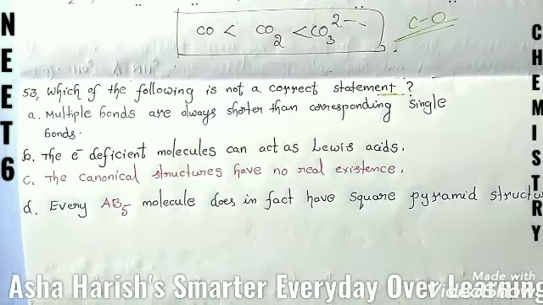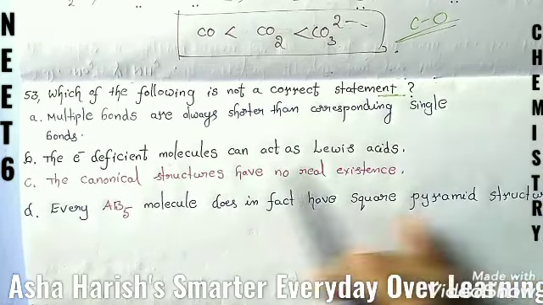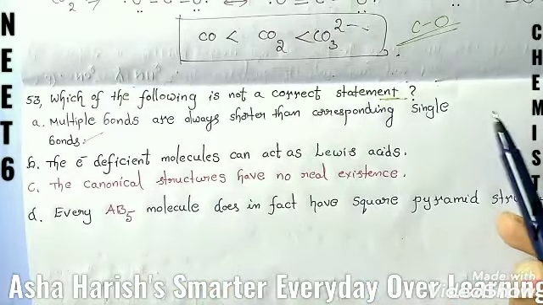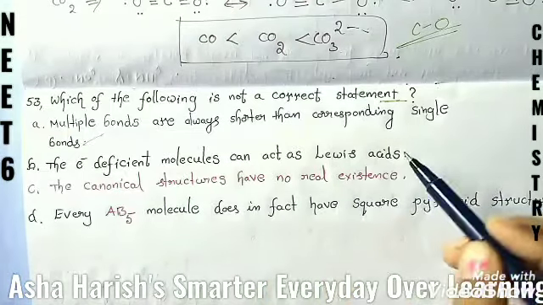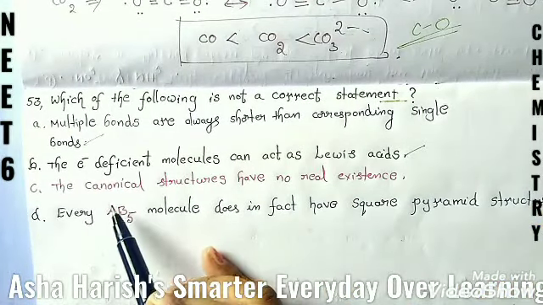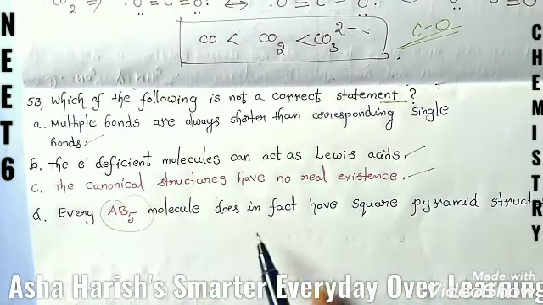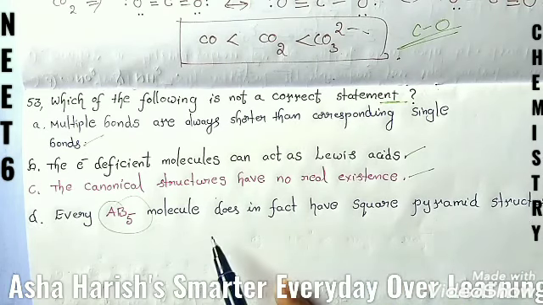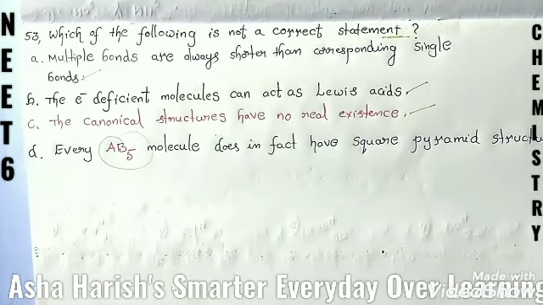Question number 53, which of the following is not a correct statement? Here, students, we have 4 options. Multiple bonds are always shorter than corresponding single bonds. We shall be discussing this. The electron deficient molecules can act as Lewis acids. The canonical structures have no real existence, and every AB5 molecule does in fact have a square pyramid structure. Let's see one by one, with some explanations for all of these options.